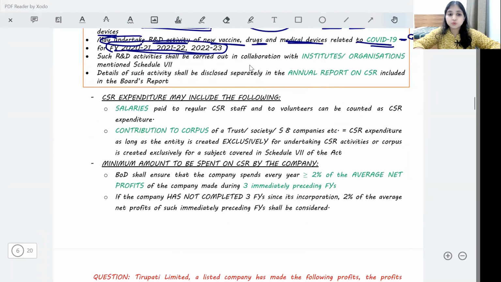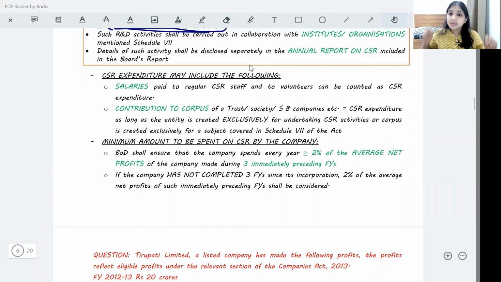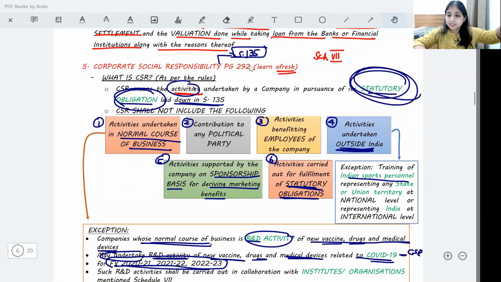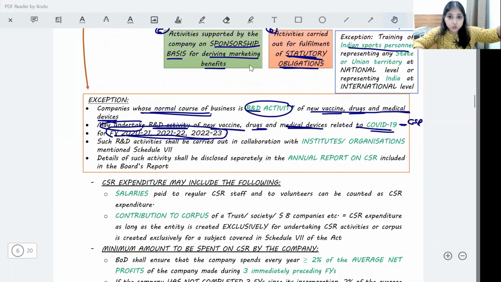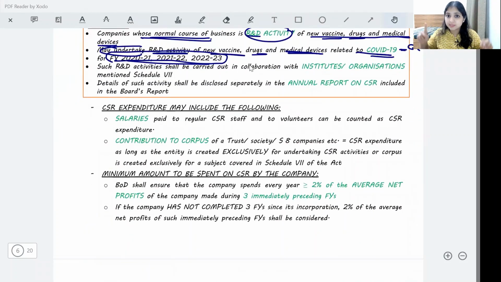Okay, first point I'm sure you would have understood. Now listen to my next point. First we learned what is CSR, then we learned what CSR does not include. Now we are going to see 2 special points which will be considered as CSR. In case to do CSR activities, you are hiring some volunteers and giving them some remuneration. Whatever salary or remuneration you pay to employees who are helping you with CSR, or to volunteers who are helping you with CSR, that salary will be considered as CSR expenditure.